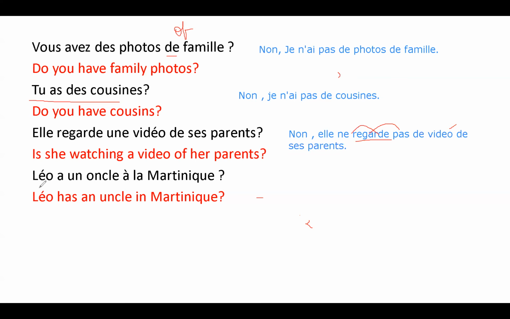Okay, now here the last one. Léo a un oncle à la Martinique. So Léo has an uncle in Martinique. Martinique is a place. So Léo has an uncle in Martinique. So what will be your reply? You need to give a reply. And no. It's masculine, so he, il. Il n'a pas. Okay, il n'a pas.